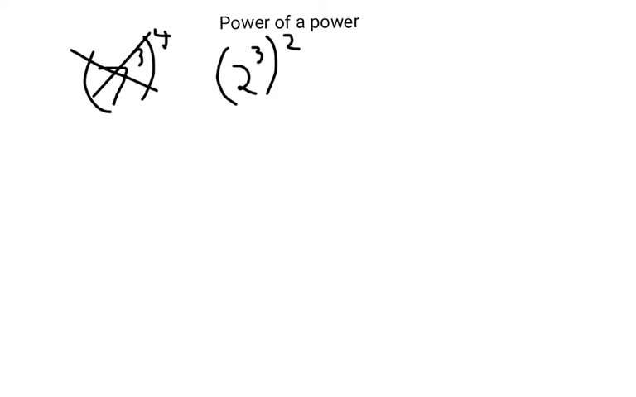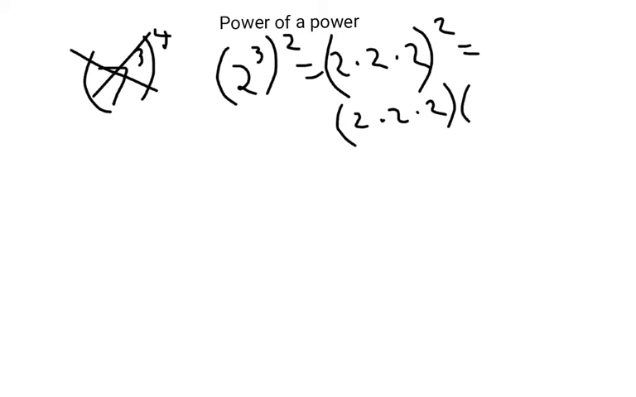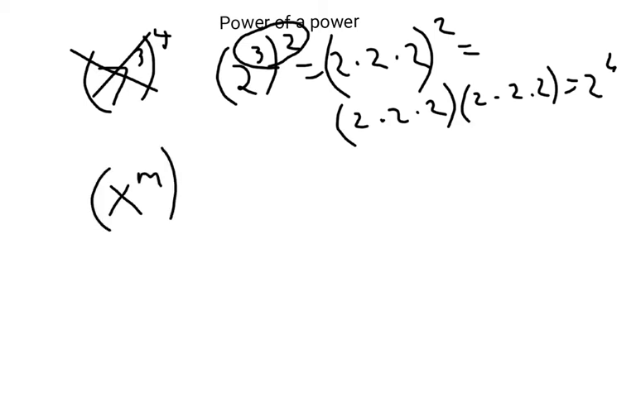So we can evaluate 2 to the third as being 2 times 2 times 2. And we're going to take that to the second power. So we're going to take it twice, which would be 2 times 2 times 2, that's 1 time, and 2 times 2 times 2 again, which is 2 to the 6th power. So what do you do with 3 and 2 to get 6? Right, multiply them. So here's your algebraic definition. x to the m to the nth power equals x to the m times n. Not m plus n, but m times n.